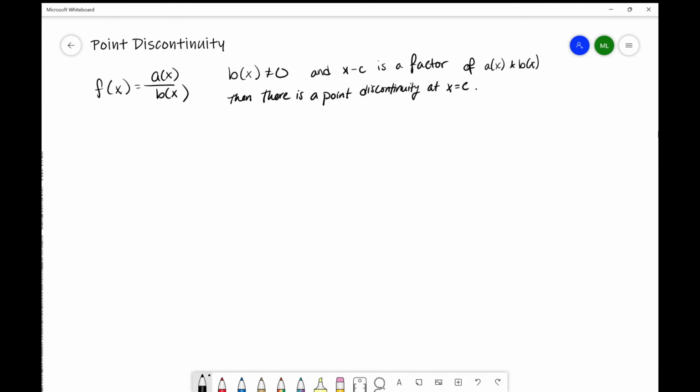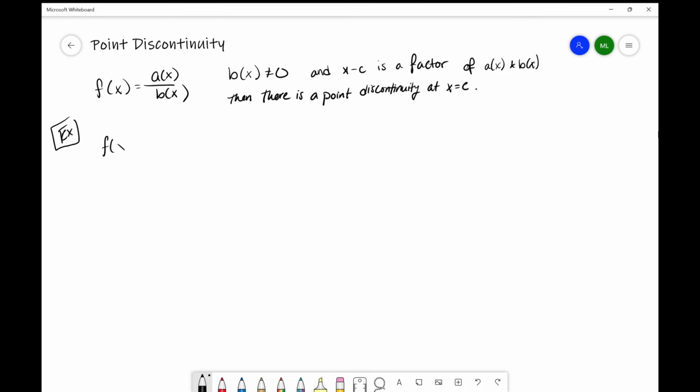So when they have that common factor, and we cancel them out, correct? Actually, what happens is that means that at that point, x equals c, we have a point discontinuity. Okay? Basically, your graph kind of stops at that point, and then it continues after that point. Alright, so let's look at an example.